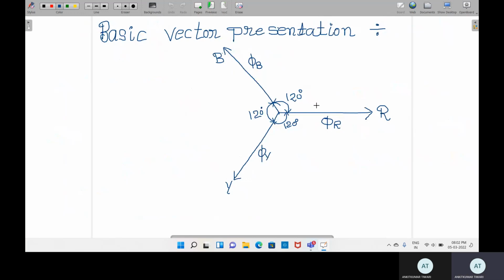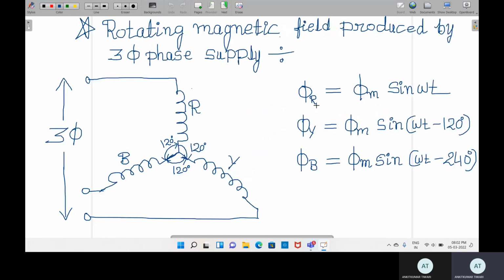If I place all three fluxes phi R, phi Y, and phi B in the sinusoidal waveform, how will it appear? How will it look? So I can understand what is happening with the alternating fluxes and how they behave. That can be understood with the help of a graph between flux and time, what we have studied in alternating quantities.